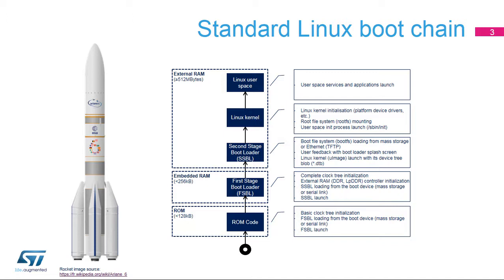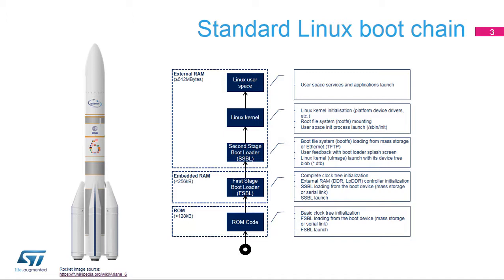Its mission is to load the Linux kernel into the external RAM from a given boot device, among the ones supported by the ROM code, or even other ones like the Ethernet, for instance. The SSBL has quite a large feature set, and it is also often used to display an image during the startup process that is called the splash screen.